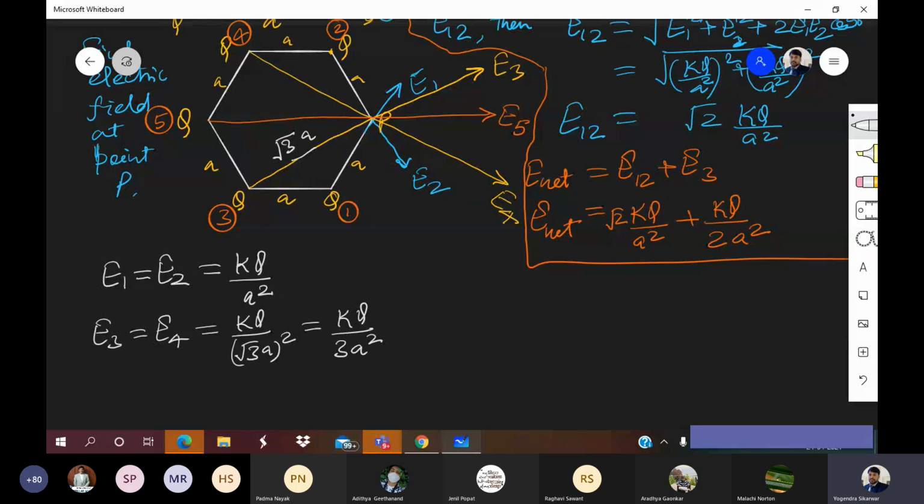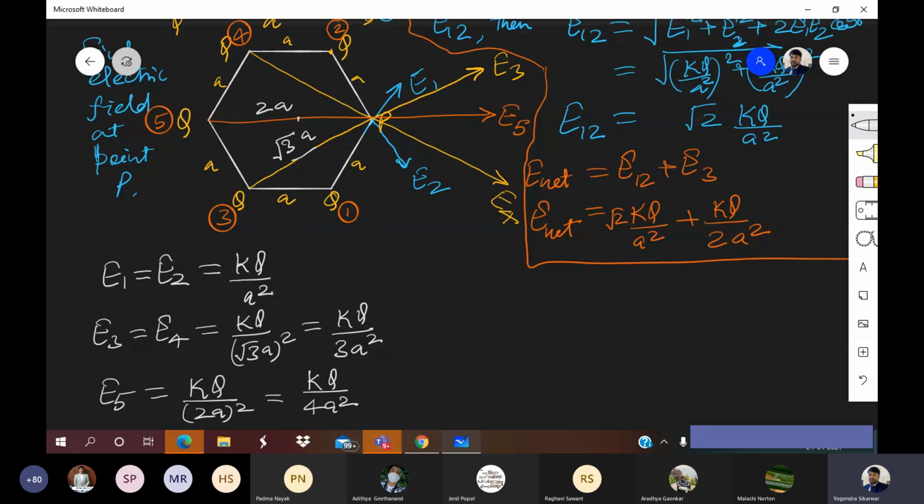Similarly, E5, because this is 2A, this is 2A, so E5 will be KQ by 2A whole square, that will be KQ by 4A square. These are the fields due to individual charges, but we don't want that. We want the electric field due to all charges.